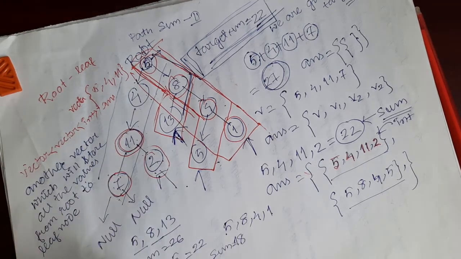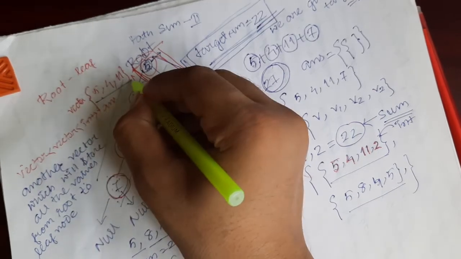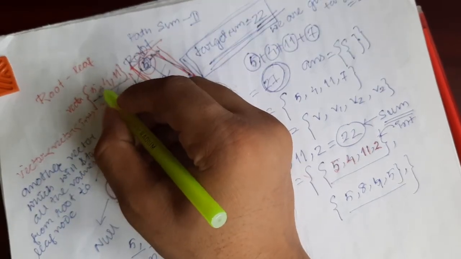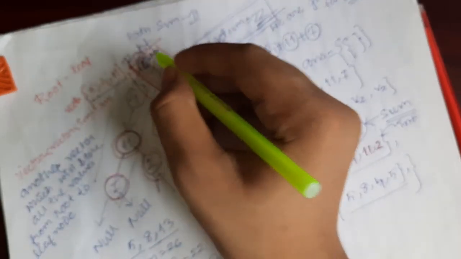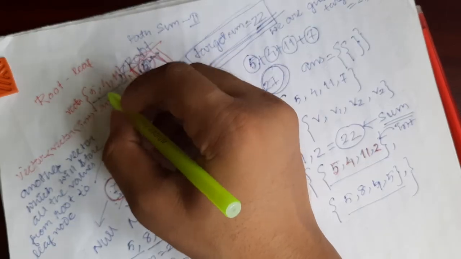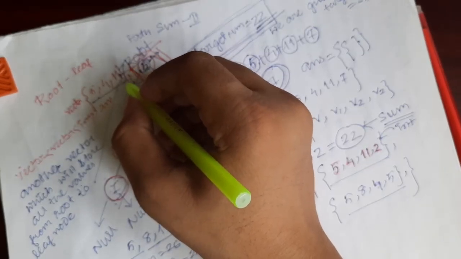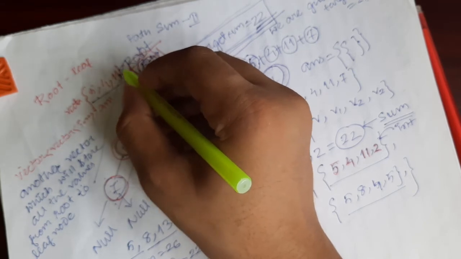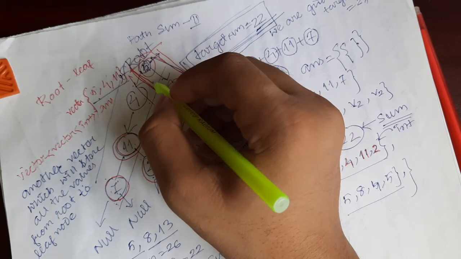And what can we do more? For doing that, if we have, let's say, 5, 4, 11 and 7, we need to check the path sum. We would need to add all the elements in the vector and sum them up to check whether this is a valid answer or not.